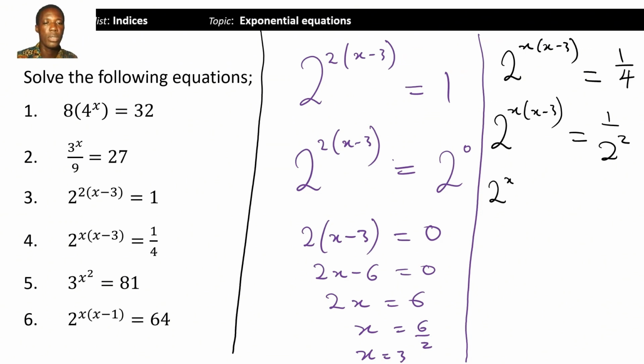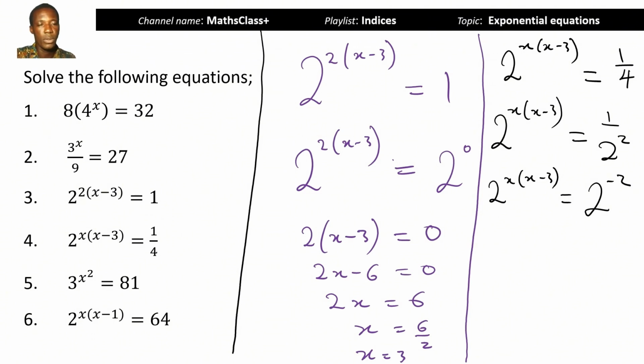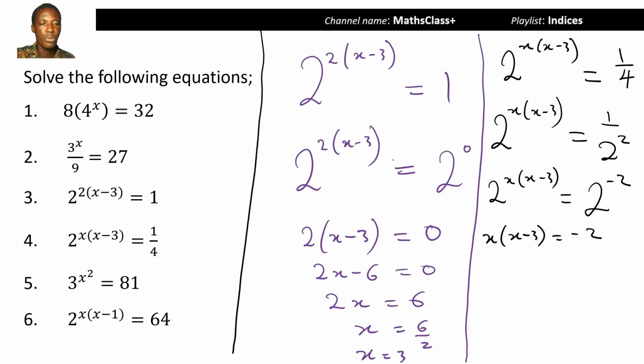So 2 to the power x times x minus 3 equals 2 to the power negative 2. Okay, so we now have x multiplying x minus 3 is equal to negative 2. So x squared, I hope you remember, x multiplying x, that will be x multiplying itself 2 times. Okay, minus 3x is equal to negative 2.